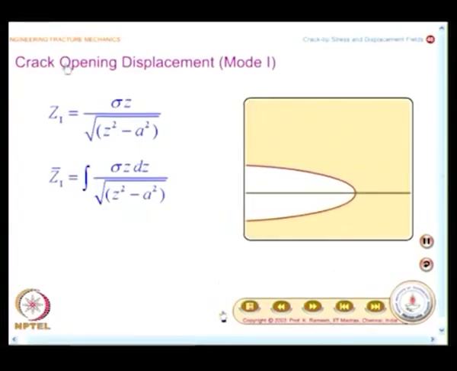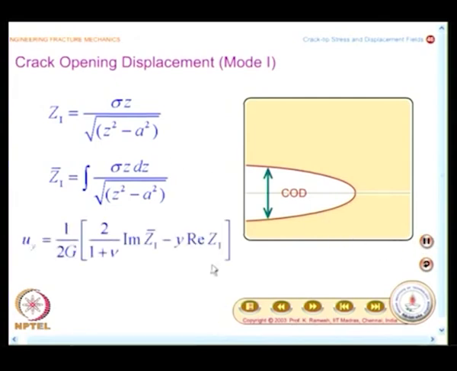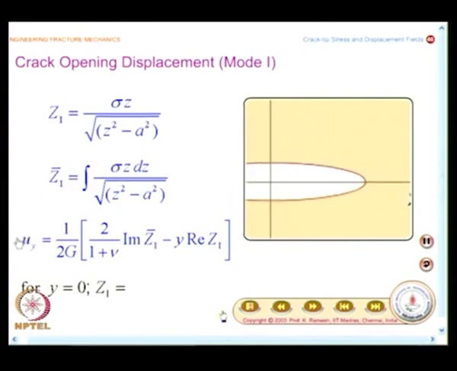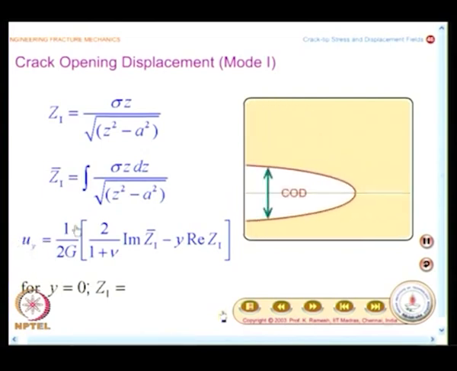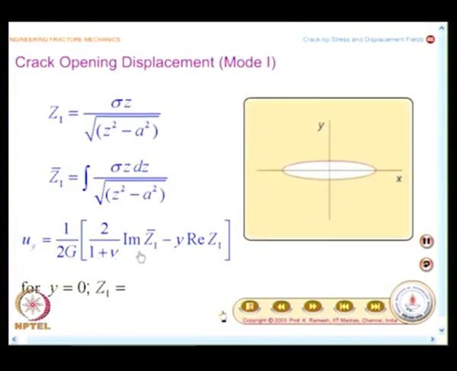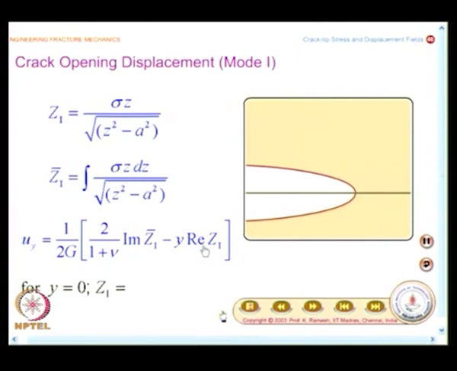Then we moved on to finding out what is crack opening displacement. When the crack is open, this you call COD, and for you to calculate that, you need to evaluate what is Z1 and what is Z1 bar, and we would use the stress function referred with respect to the center of the crack. We have to essentially find out the displacement Uy, which is given as 1 by 2g into 2 by 1 plus nu imaginary part of Z1 bar minus y real part of Z1.